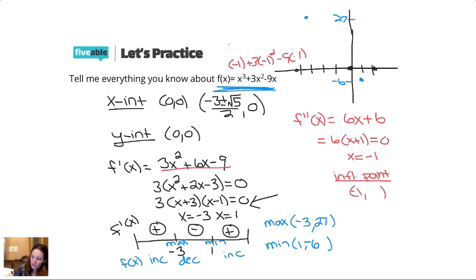And we get, let's see, -1 plus 3 plus 9, 11. Did I do that right? I hope so. 9, 11, my favorite number. So -1, 11 is our point of inflection.